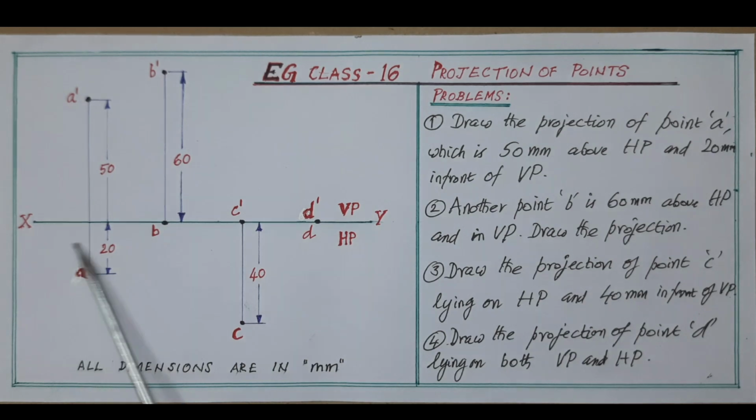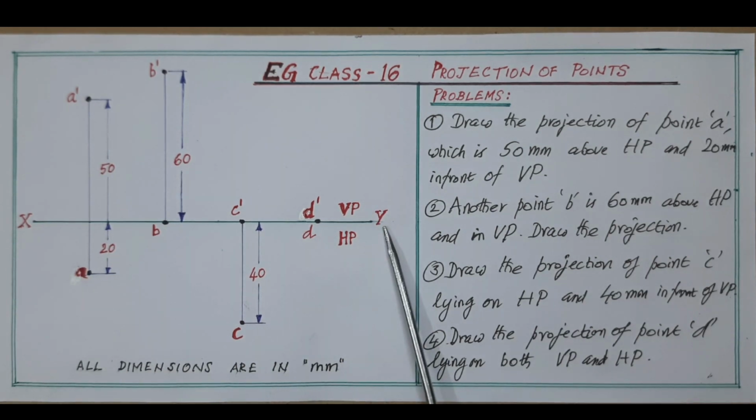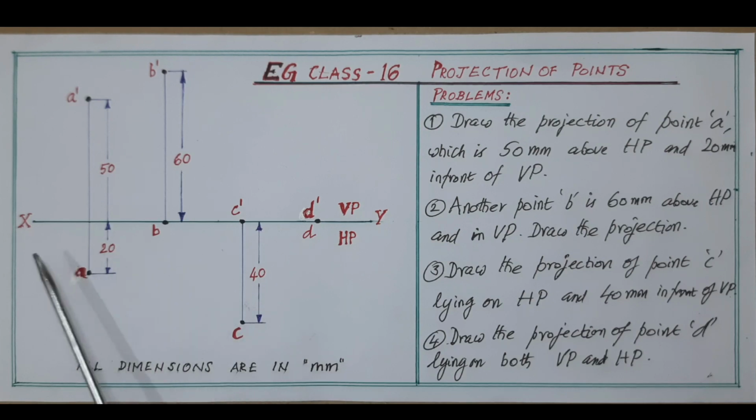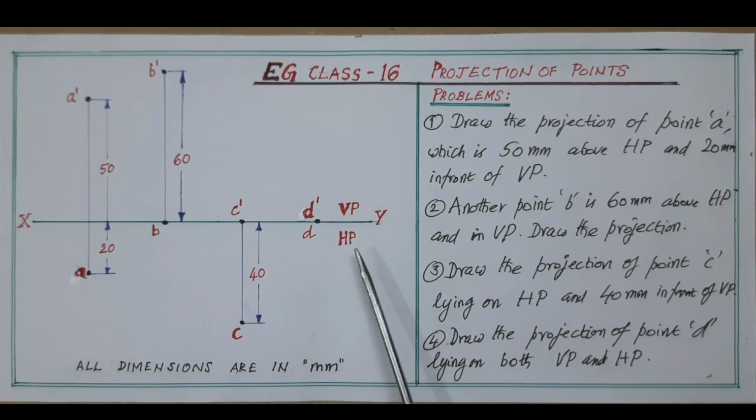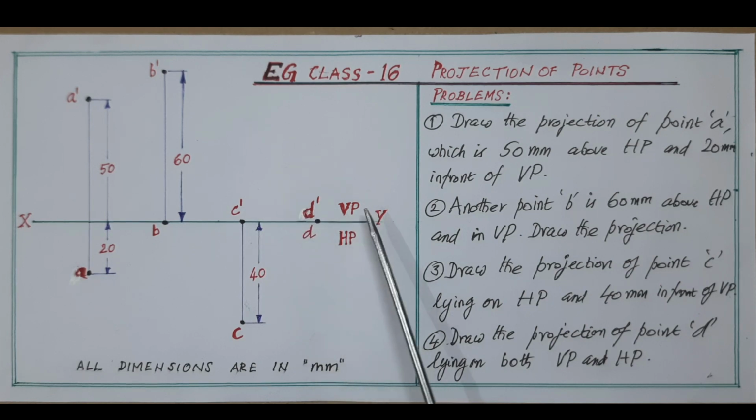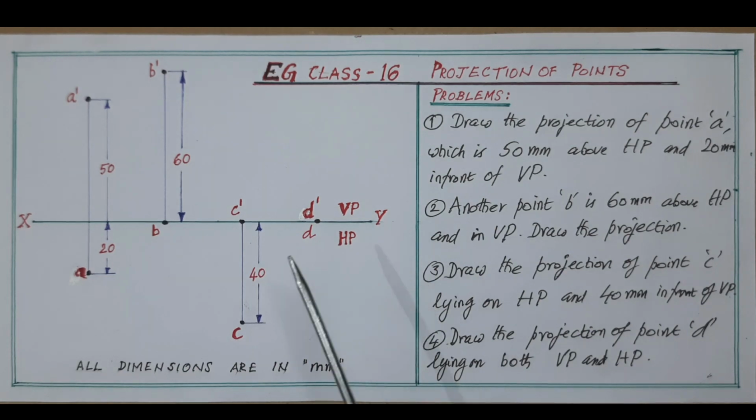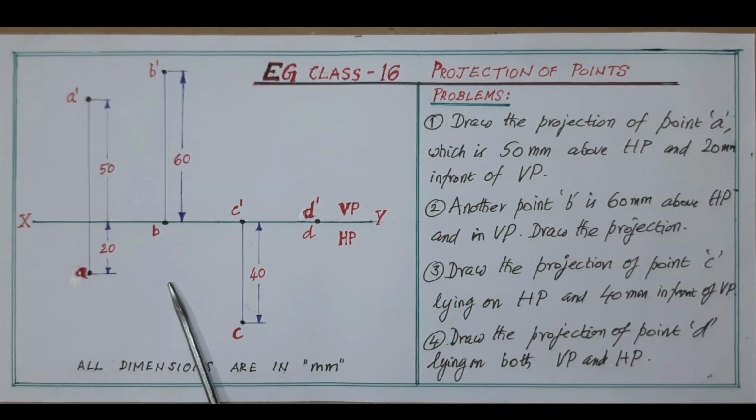Here first draw the XY line, which is called as reference line. Then only we have to see for the problems. Below the XY line, usually we know it is called horizontal plane. Above the XY line, it is called as vertical plane for drawing purpose. First, to understand all the problem, my previous video class 15 should be seen for details. Here all are in first quadrant and first angle projection is to be followed.